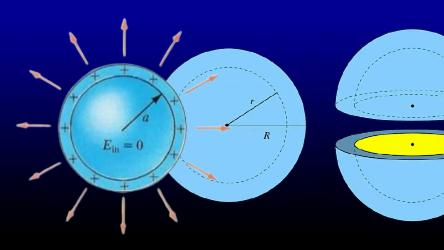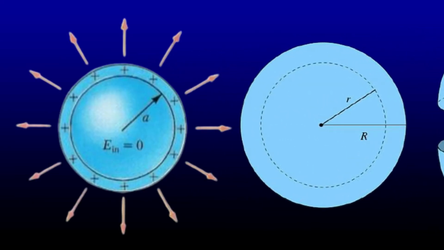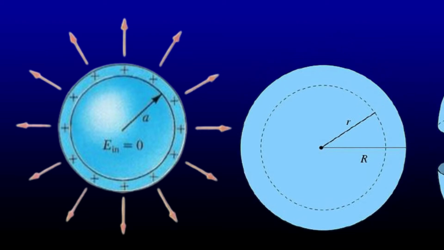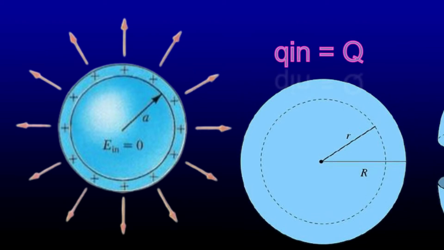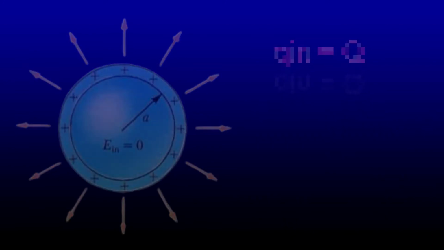As shown in the picture, consider a thin spherical shell of radius R with a total charge Q distributed uniformly over its surface. For points outside the shell, r is equal or greater than capital R. The spherical Gaussian surface will enclose the thin spherical shell, so Q in is equal to capital Q.